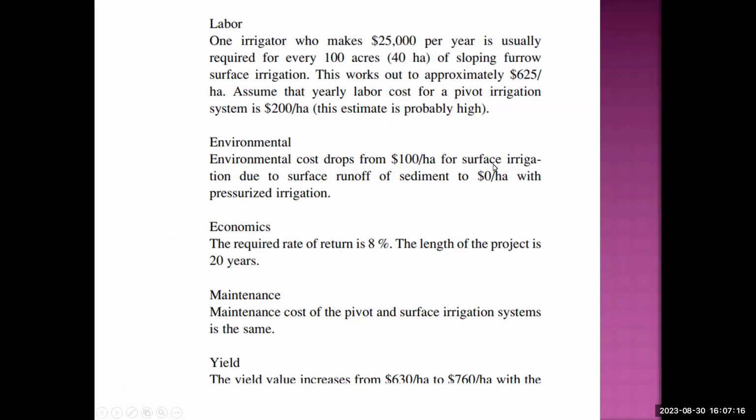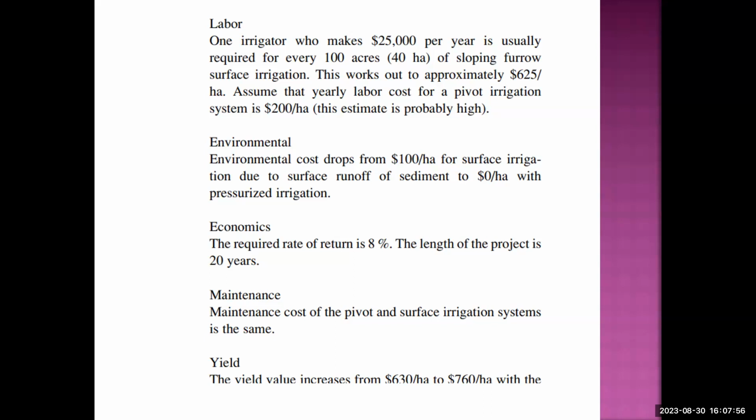Okay, labor. One irrigator who makes $25,000 per year is usually required for every 100 acres. And I wrote this like 6 or 10 years ago, so it's gone up, I'm sure. So if you have a 400-acre farm, you need 4 irrigators full time. So that's a lot of money. That works out to approximately $625 per hectare. And assume that yearly labor cost for a pivot irrigation system is $200 per hectare. So it's much lower.